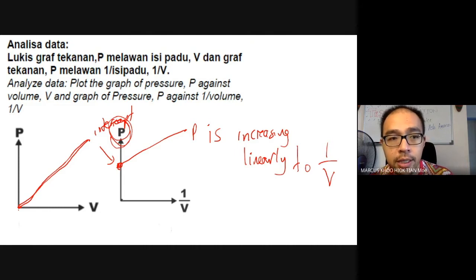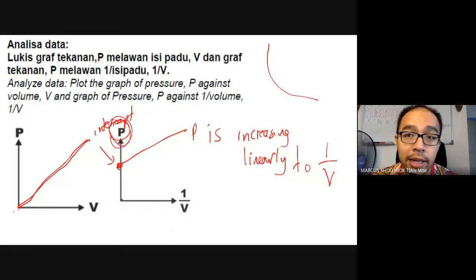The first 3: if it is a straight line starting from 0, then it is directly proportional. If it is a curve like this, it is inversely proportional. And if it is a straight line that is not starting from 0, like it has a point over here, then it is a linearly increasing graph, or increasing linearly. These are the 3 types of graphs that we will actually see in this chapter.